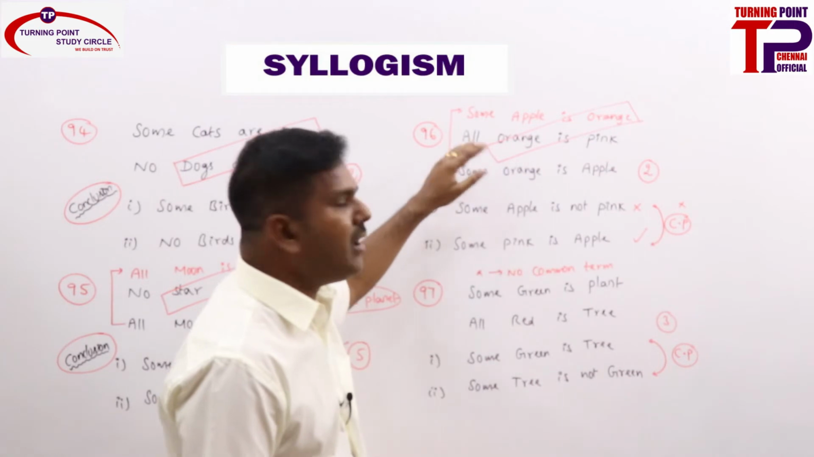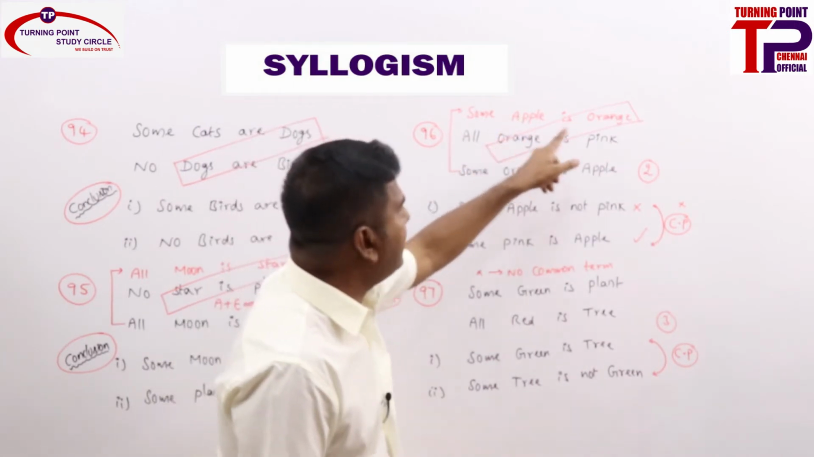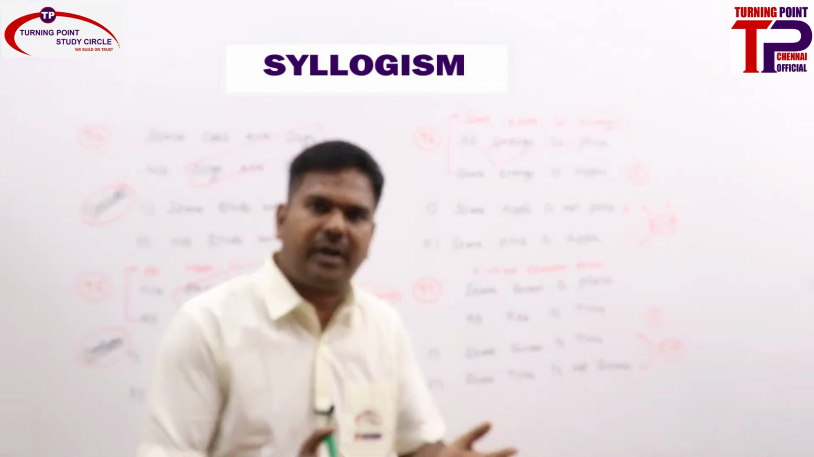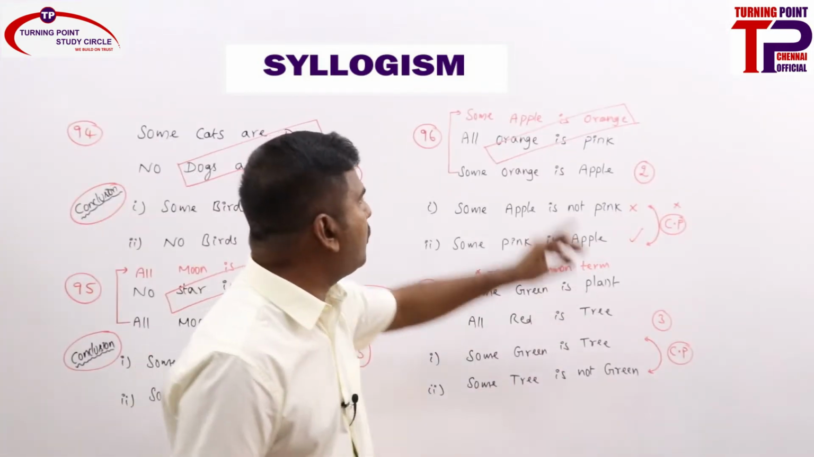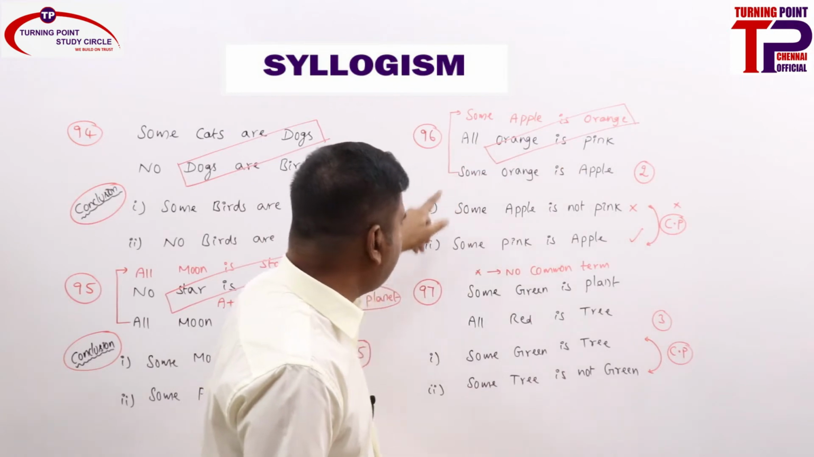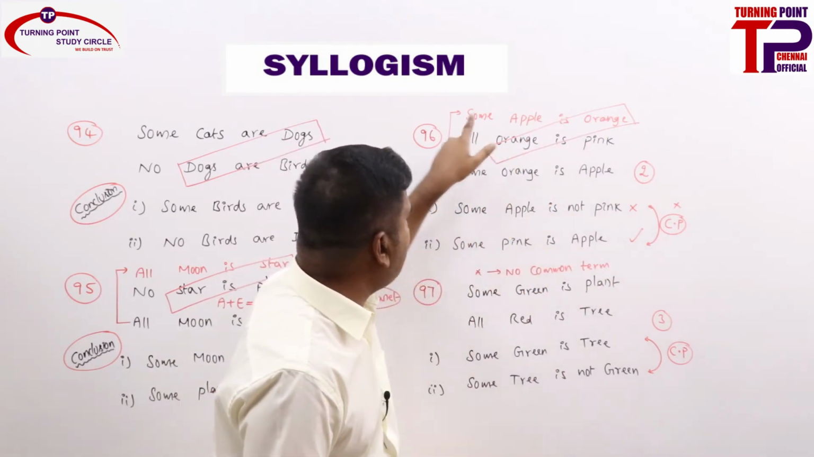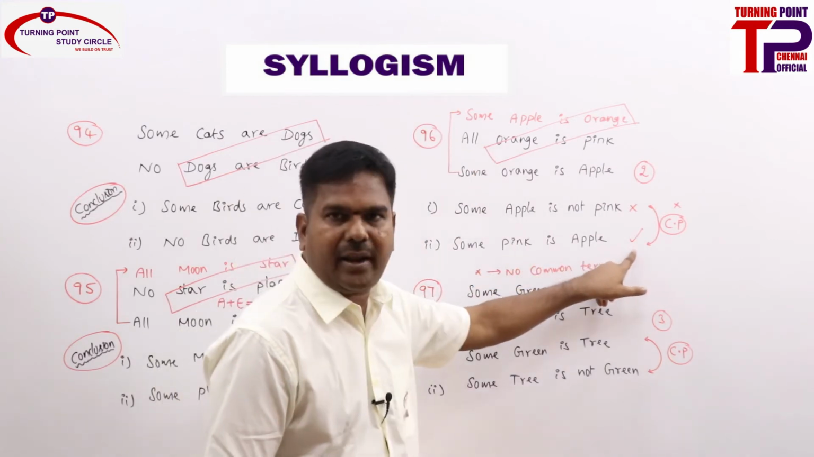What is I plus A? I means what you will be getting: some apple is pink or some pink is apple, because I can be converted into only I, right? So some apple is pink, some pink is apple. Is it been given? Yes, we got it as some pink is apple. So based on the six rules, the second one directly follows.